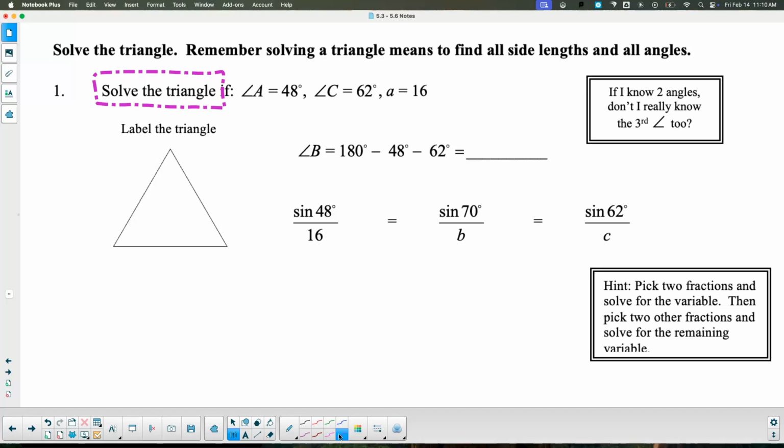What does that mean? Find all the angles and find all the side lengths. So how many answers are in a solve the triangle problem? Six.